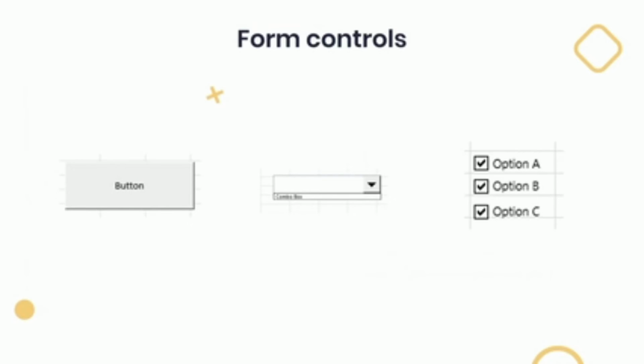So let's have a look at each of the form controls individually. Firstly, the button. You can draw a button and assign a macro name. When you click the button, an assigned macro will run. So this means an assigned instruction will run.